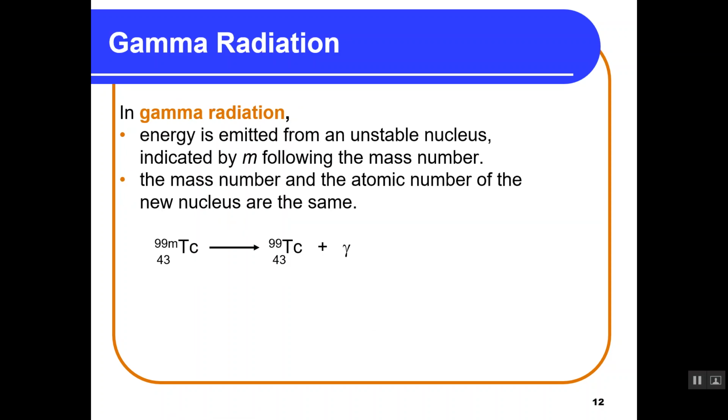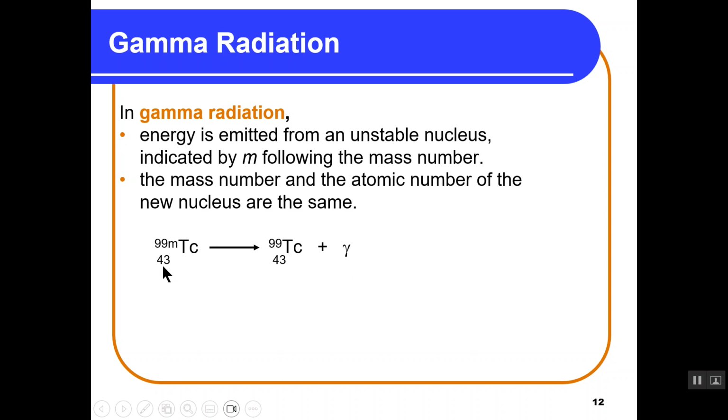And with gamma radiation, basically there's no change in the atomic number or mass number because the only thing that is lost is electromagnetic radiation, right, which has pretty much no mass nor atomic number.